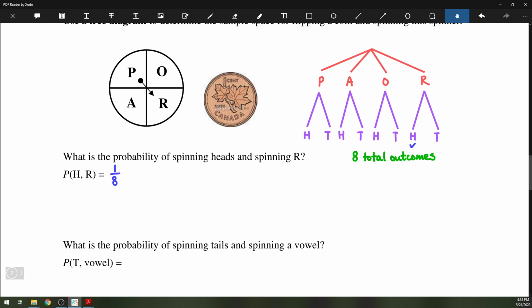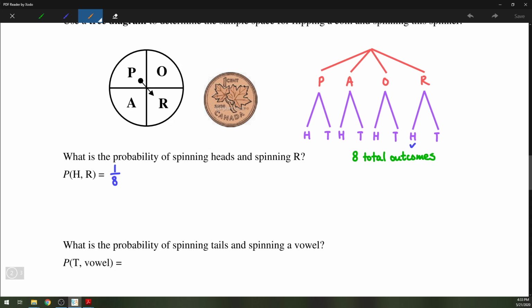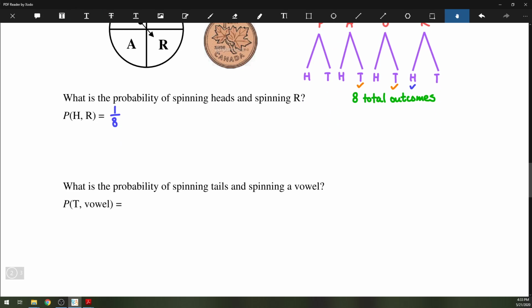Probability of spinning tails and spinning a vowel, so it has to satisfy both those parts. Let's see. Then we have A is a vowel, and then tail. So this one is good for favorable, and then O is a vowel and tails right here. So there's 2 outcomes that are favorable out of 8, which reduces to 1/4. Okay, so you can see how listing a sample space makes calculating probabilities a lot easier.